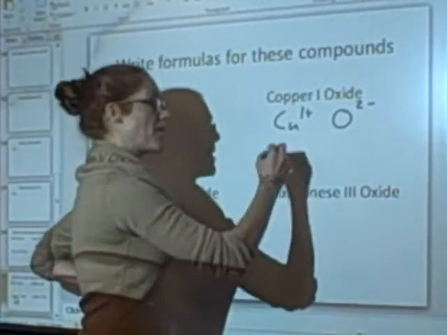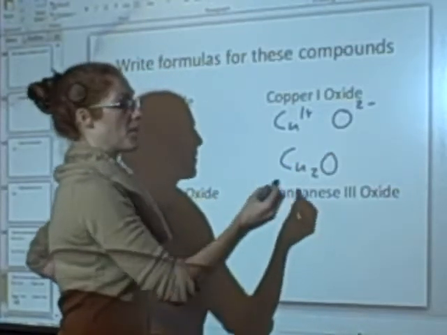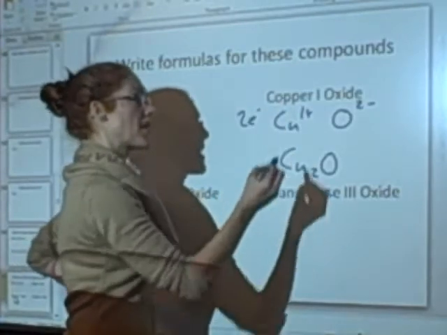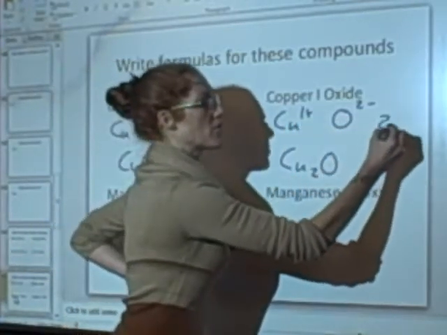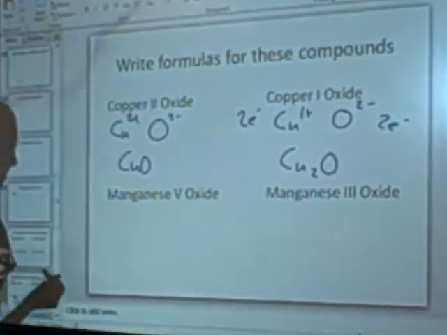I'm going to say, well, I know I'm going to need 2 coppers and 1 oxygen. And that works because if I have 2 things that lose 1 electron apiece, I'm losing 2 electrons from this side. The oxygen gains 2 electrons. Okay, so those 2 electrons went from the coppers to the 1 oxygen.